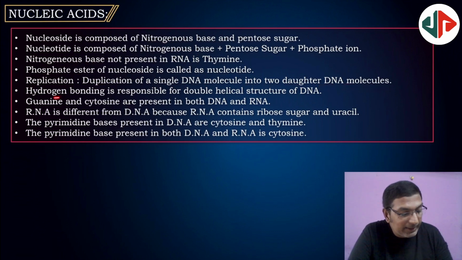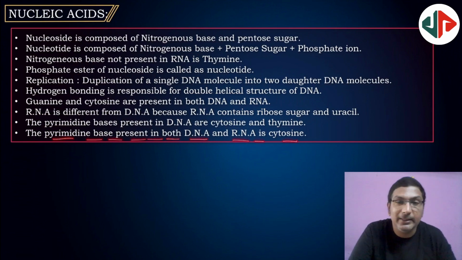Next, hydrogen bonding is responsible for double helical structure of DNA. So DNA shape will be double helical structure that will be stabilized by hydrogen bonds. Next, guanine, cytosine are present in both DNA and RNA. Next, RNA is different from DNA because RNA contains ribose sugar and uracil. So, pyrimidine bases present in DNA are cytosine, thymine. Pyrimidine base present in both DNA, RNA, cytosine.